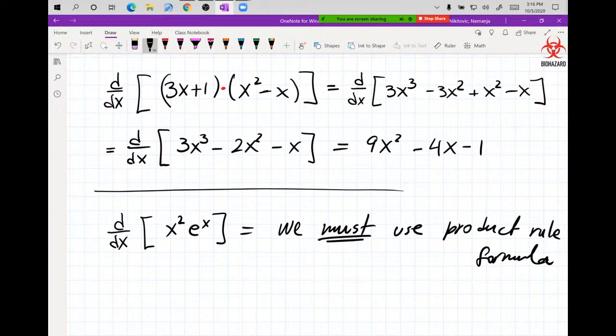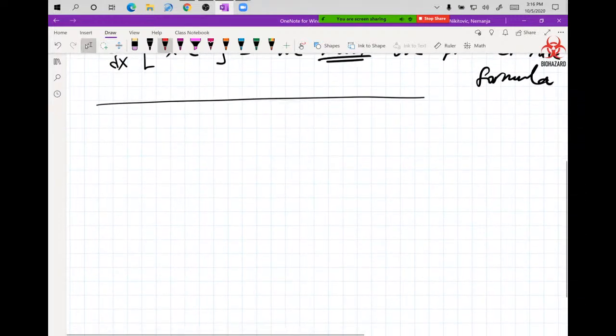So in the previous problem, you can use the product rule formula, or you can go around it by FOILing. But in the second problem here, you absolutely must use the product rule formula, because there's no way around it. You are using a polynomial multiplied into a transcendental function. Transcendental functions are all of the e to the x and ln x and trig later on. So you absolutely have to use the product rule. So let's learn the product rule.